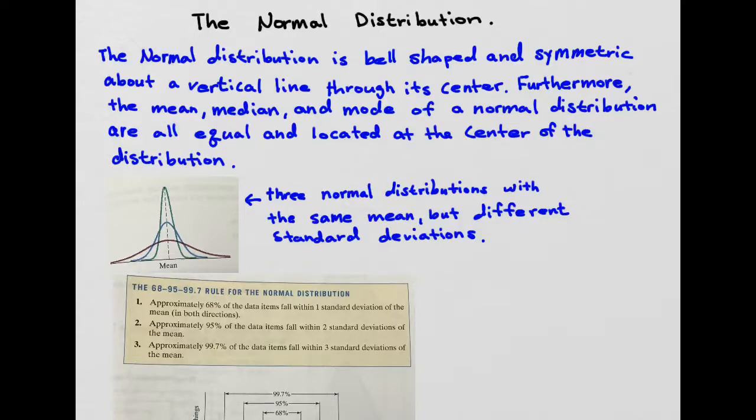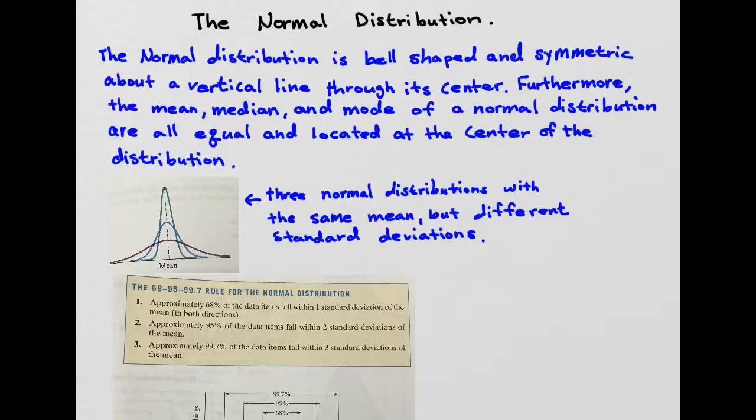In this section, we're going to talk about special distributions, normal distributions. A normal distribution is bell-shaped and symmetric about the vertical line through its center. If we're looking at this picture right here, these are all types of normal distributions, and this is going to be the mean. From the mean, the right side and left side are going to be symmetric. So on a vertical line, right and left will be symmetric.